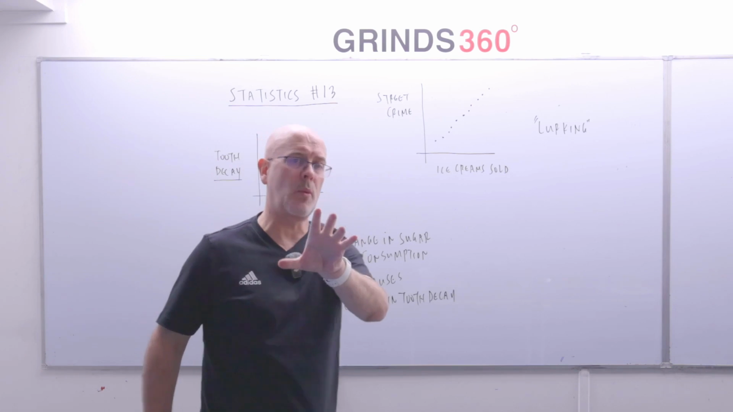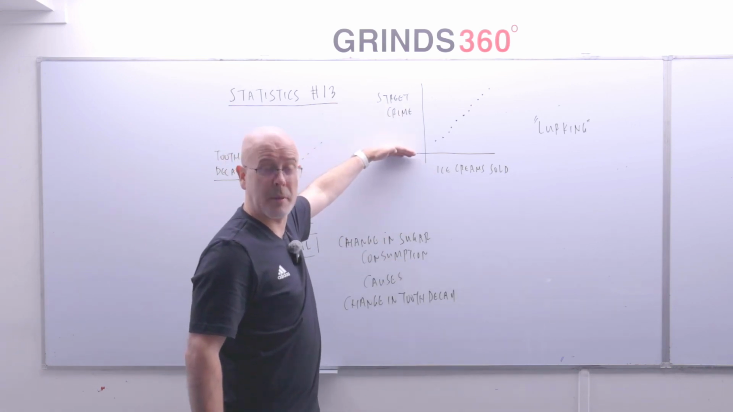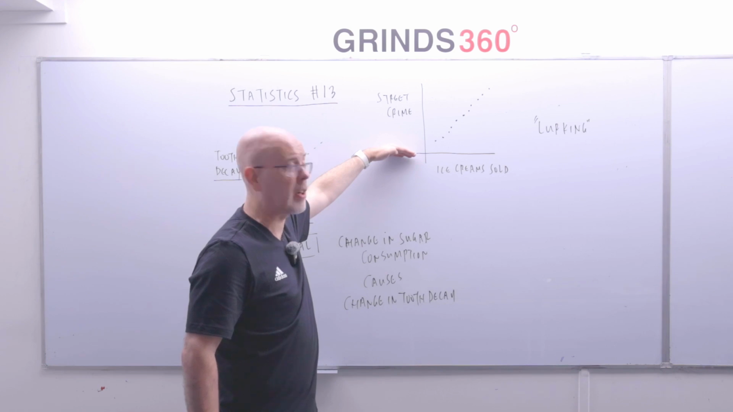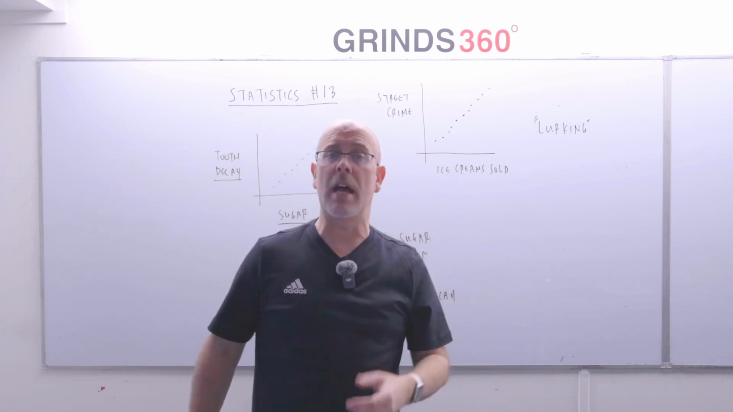The worse the weather, the fewer ice creams you're going to sell, and obviously the fewer people will be out and about. So that might result in a drop in street crime as well. In that case, the third lurking variable that we don't know anything about is the weather.